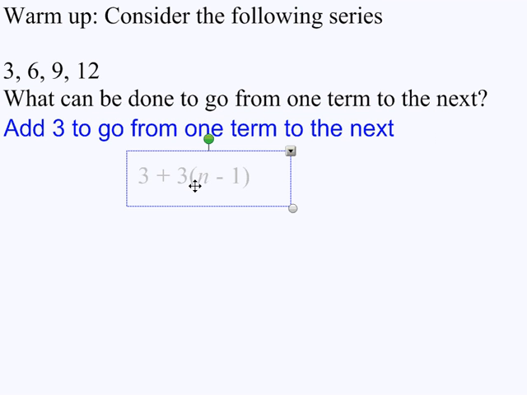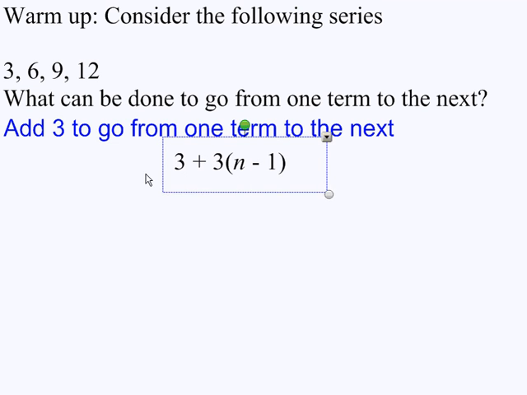And this can be expressed as an arithmetic function in this way. So if you want the first term, you can sub 1 for n, and you get the first term. Or if you want the fourth term, you sub 4 for n, and you get the fourth term. That's one way to go from one term to the next, and that's one way to express it.